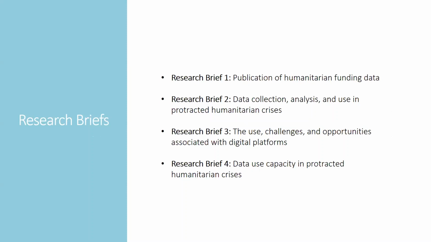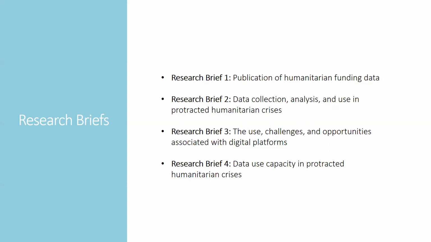But just to give you a quick summary, we have research brief 1, which is the publication of humanitarian funding data, which specifically looks at the use of funding data on the International Aid Transparency Initiative system and the financial tracking system by OCHA, also on other financial tracking systems such as the OECD DAC and AIMS. We have research brief 2 on data collection, analysis and use in protracted humanitarian crises, which explores issues of coordination, effective data sharing, information management functions, and how all of these together impact on the quality of data being produced and shared within the 2 responses.